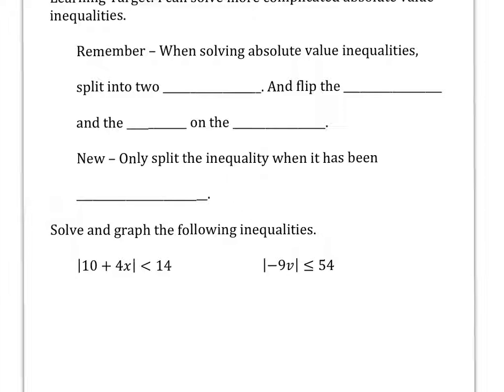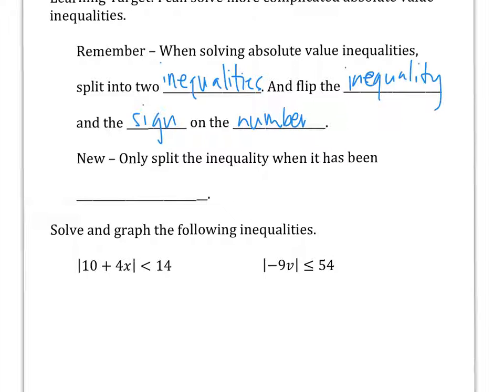When solving absolute value inequalities, split into two inequalities and flip the inequality and the sign on the number. So today, what we're going to look at is what's new. Only split the inequality when it has been isolated.